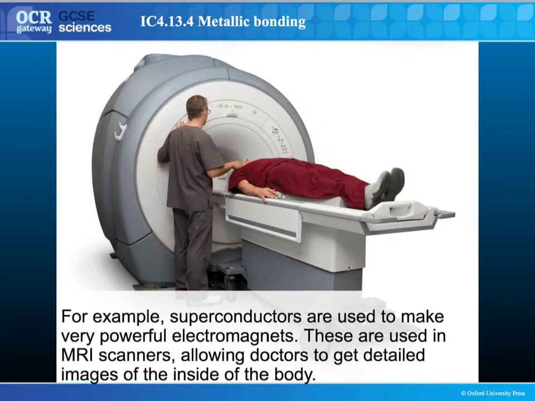This electromagnet here is in an MRI scanner, which is used to get detailed images of soft body tissues. You might have had an MRI scan. Basically, it's used where you need to image soft tissue rather than an X-ray machine.